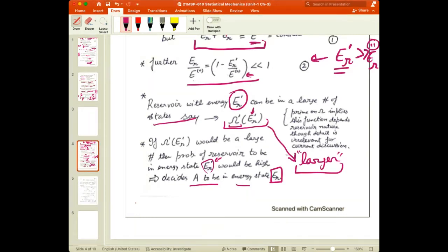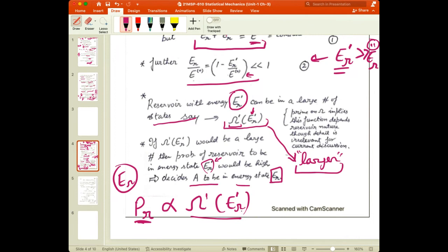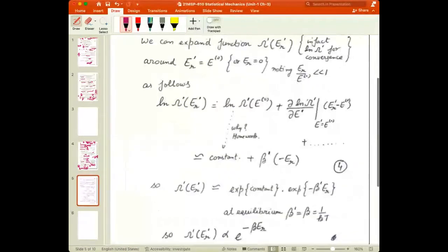So basically what it is saying is that the probability of the system to be in energy eigenvalue with index R is proportional to this number. See how strange this thing is. These are the states of the reservoir. The larger the states of the reservoir, the higher the probability of the reservoir in that particular state ER prime, and correspondingly the higher the probability of the system to be in some energy eigenvalue ER. That's simple. That's why the probability of the system is proportional to the number of states accessible to the reservoir. Hope you got this.